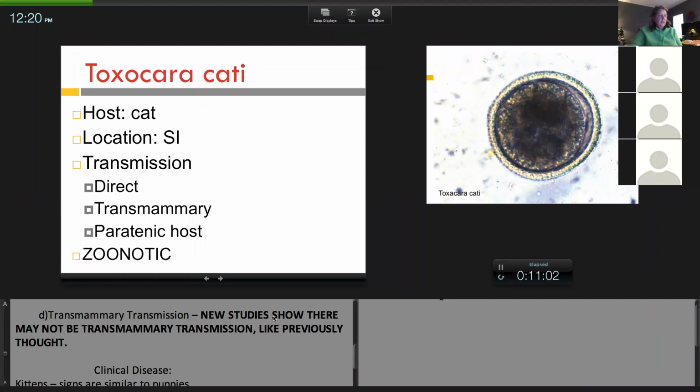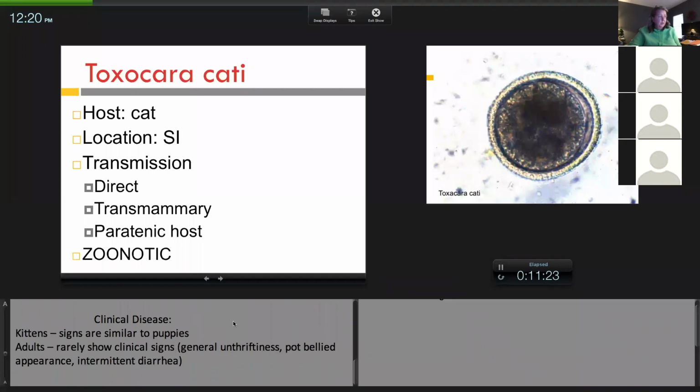There's newer studies, supposedly, that may not be transmammary like once thought. So obviously direct and paratenic host are going to be the most common. It is zoonotic, so we still have to worry about the ocular and visceral migrans. And in kittens, very similar.